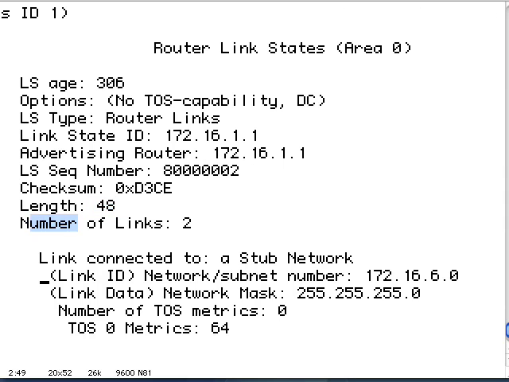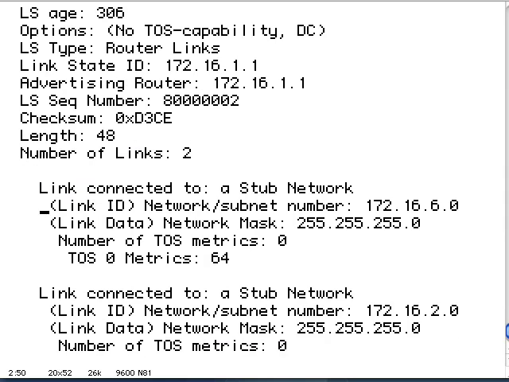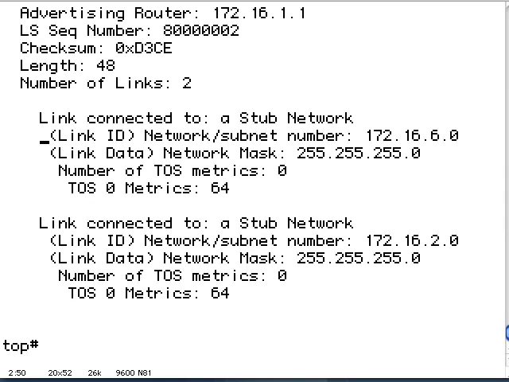It has two links. As you know, we turned on OSPF on two interfaces. The first link is connected to a stub network, meaning that there are no other neighbors on that network. The network is 172.16.6.0/24. And the metric is 64, which is the cost. Again, the metric is 100 megabits divided by the bandwidth, which is 1.5 megabits.